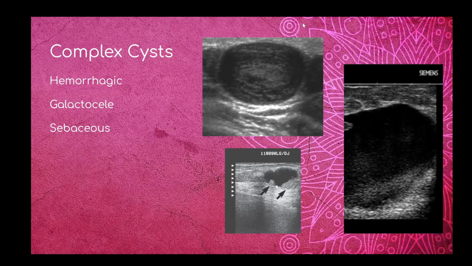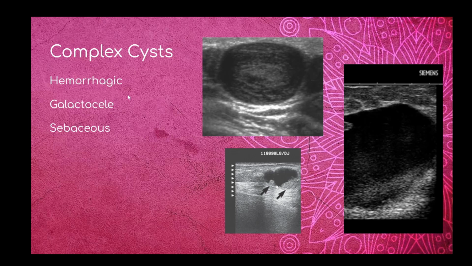Now there are a couple versions of the simple cysts that become complex cysts. And these are still benign, but now they look a little abnormal compared to what we expect to see with our simple cysts. And so we can have hemorrhagic cysts, again, where blood is flowing into the cystic area. It's bleeding in on itself, so it's filling with blood. The hemorrhagic cyst is going to take on a different appearance depending on the age of the blood.